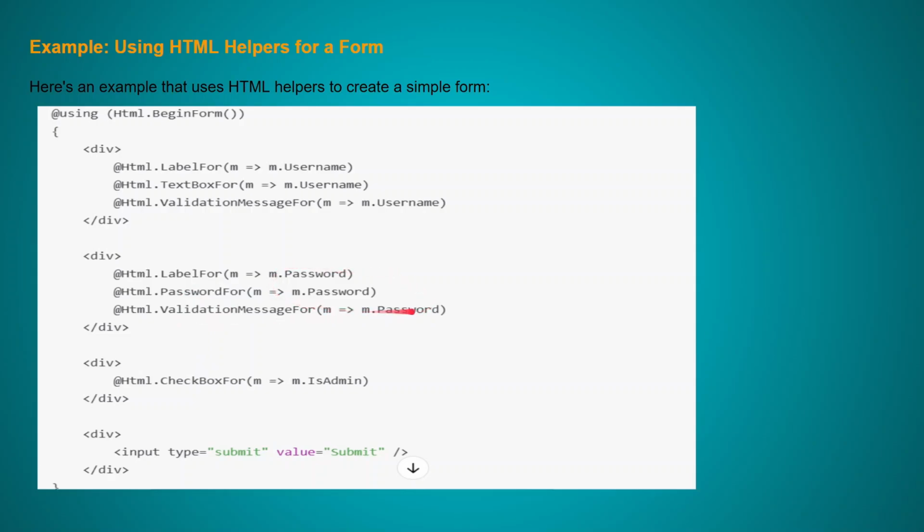This is for password. See, when any HTML helper ends with For, it is a model HTML helper. And @Html.CheckBoxFor m.IsAdmin. Input type is submit. This is the example.